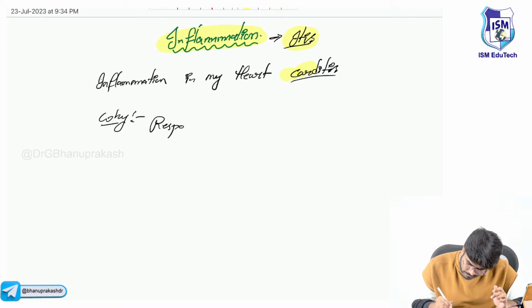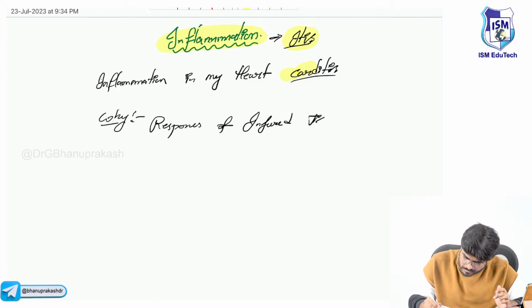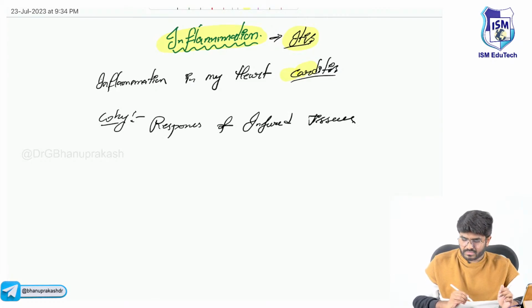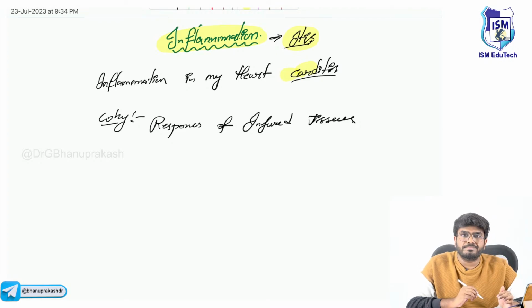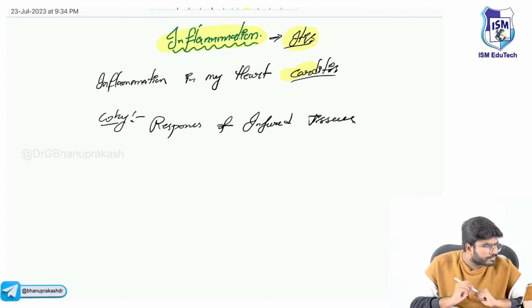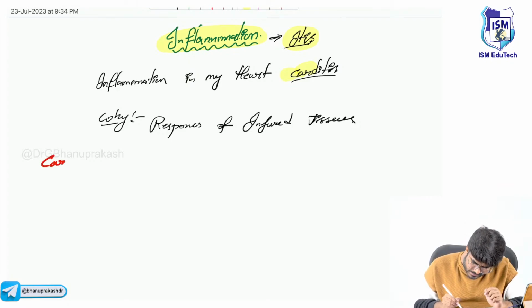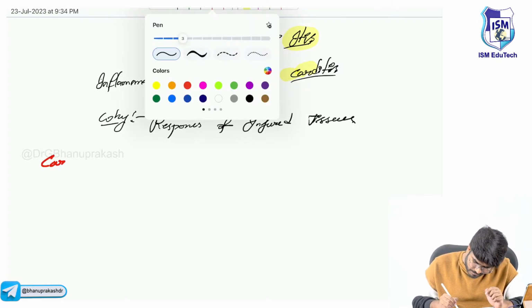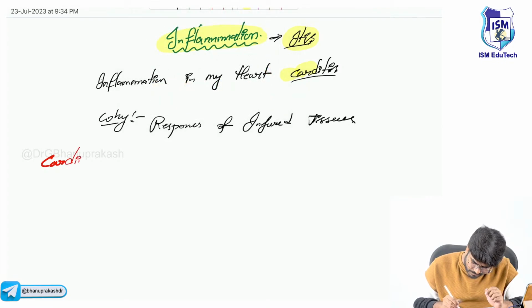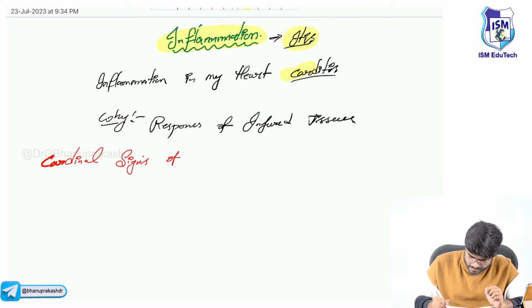The response of the injured tissues is called inflammation. Now, what are the cardinal signs? Let's take the heading: cardinal signs of inflammation.